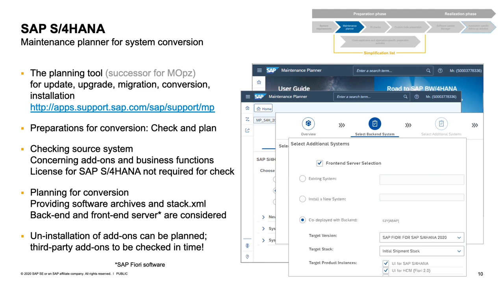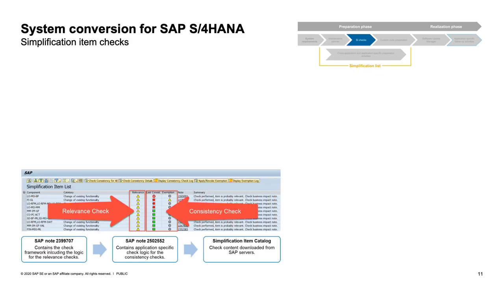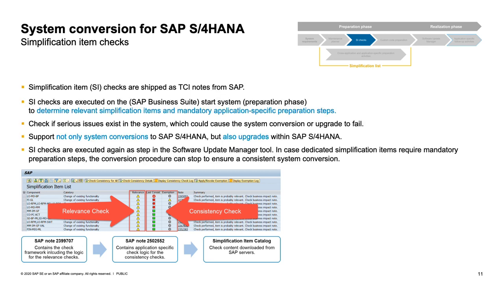If you would like to learn more, especially on the new features of the maintenance planner, then we recommend to use the DT108. Now, I told you about the simplification item list, and now, as promised, I will show you the check on simplification items that is capable to drill down the complete list of items for those that are relevant for your system. Actually, that's what we call the simplification item checks.